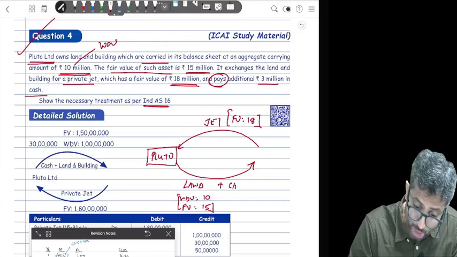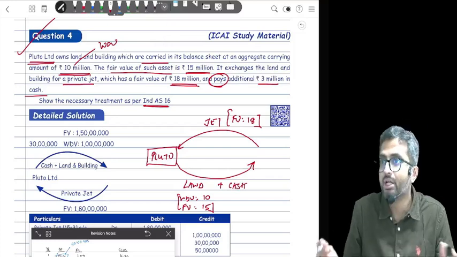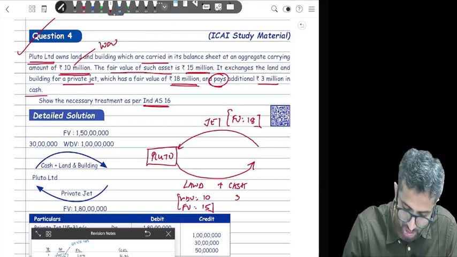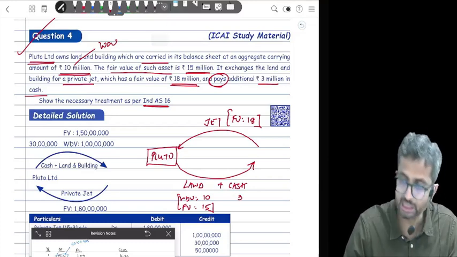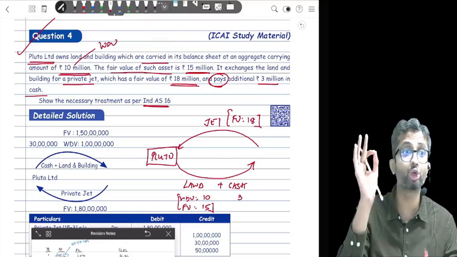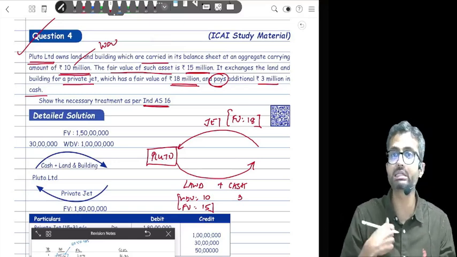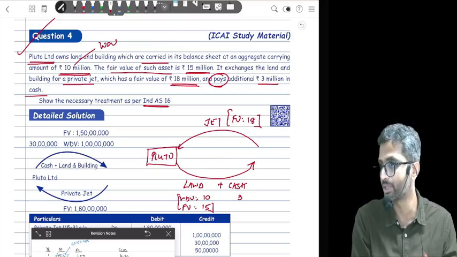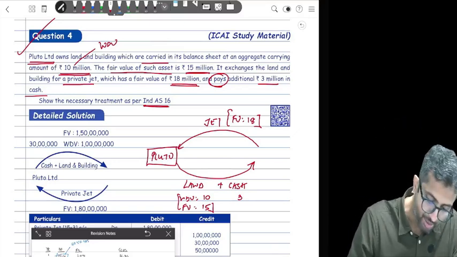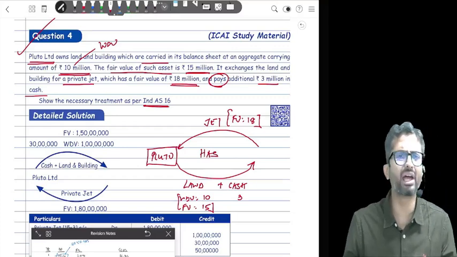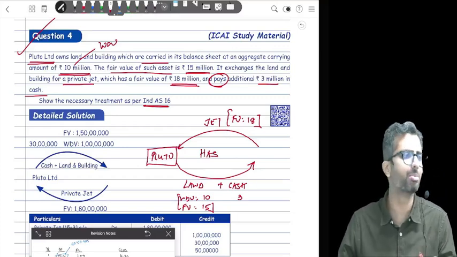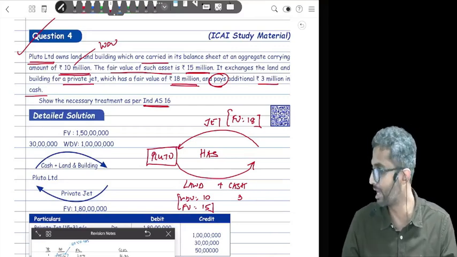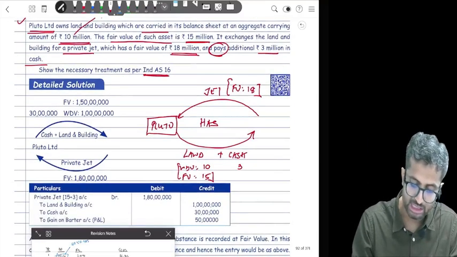In some questions you will see that I might be receiving cash. So cash will go at the top. So you have to be careful about that. How much is cash? 3 million. So the first thing is you prepare the chart, and before you start doing anything, ask yourself whether the barter has substance or lacks substance. The question is silent. Why? Different assets. Very clearly the company is going to be in a different position pre and post the barter, and hence it clearly has substance.